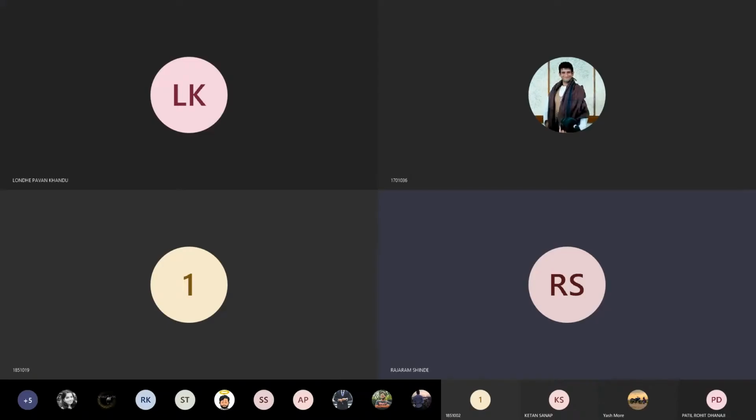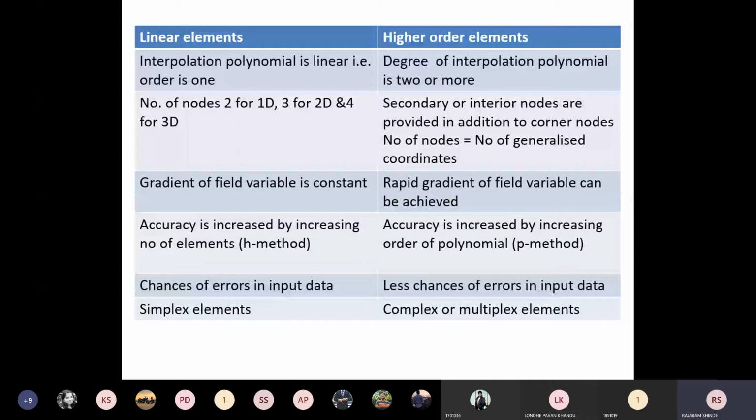Elements are classified on the basis of their interpolation polynomial, that is linear elements and higher order elements. The elements having degree 1 are linear, elements having degree more than 1 are higher order. Then we have discussed the properties of linear elements and higher order elements.